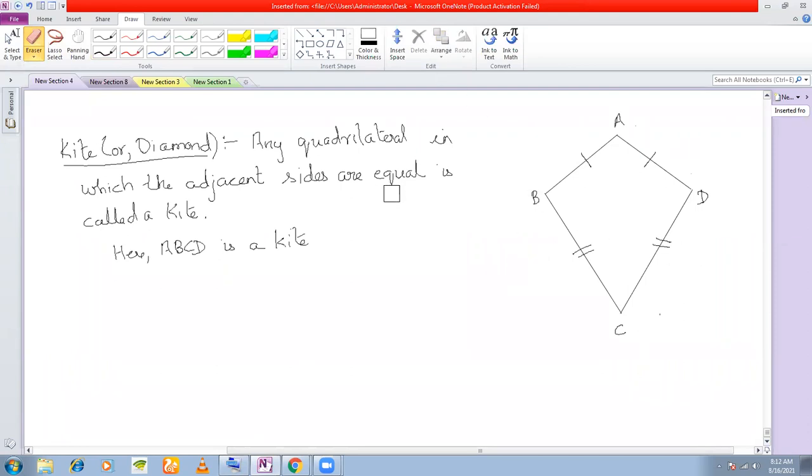So diagonally also, AD and BC. Sir, by this definition, we can also say that AD and BC are equal. No, AD and BC are opposite sides. They are not adjacent sides.